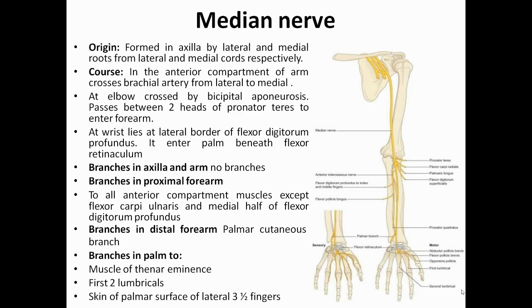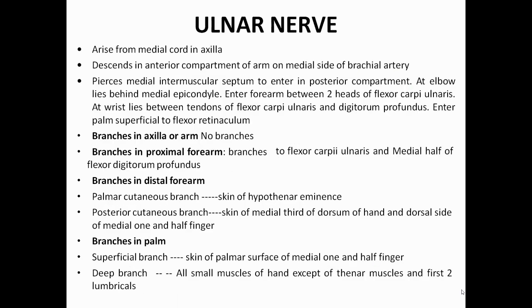Now the branches. In the axilla and arm, there are no branches. Branches in the proximal forearm go to all anterior compartment muscles except flexor carpi ulnaris and the medial half of the flexor digitorum profundus. Branches in the distal forearm: the palmar cutaneous branch. Branches in the palm: muscles of the thenar eminence and the first two lumbricals, and the skin of the palmar surface of the lateral three and a half fingers.